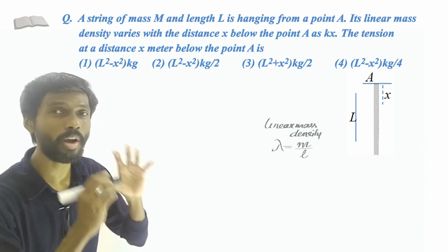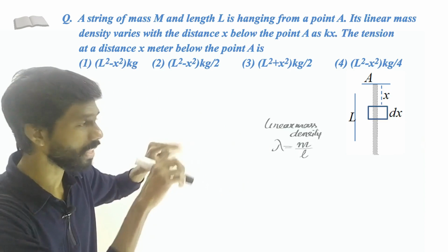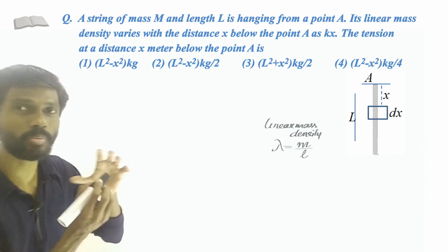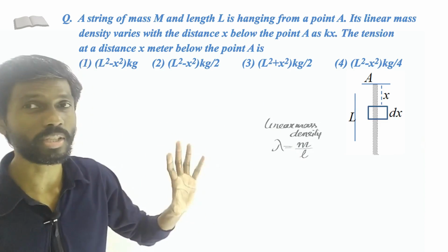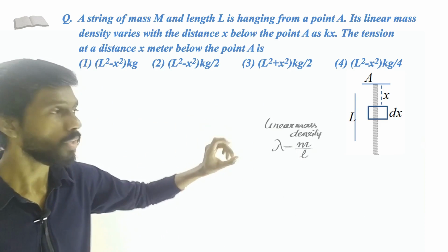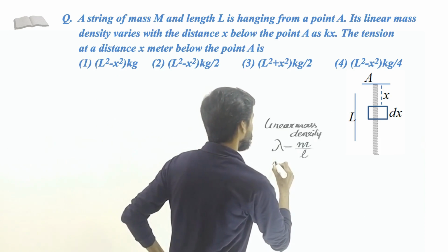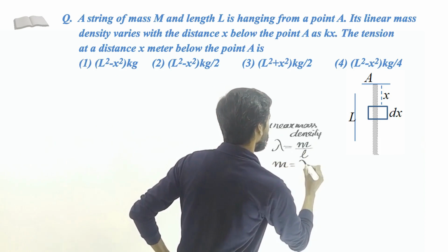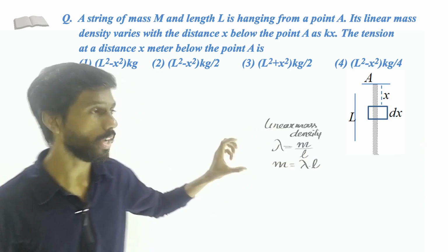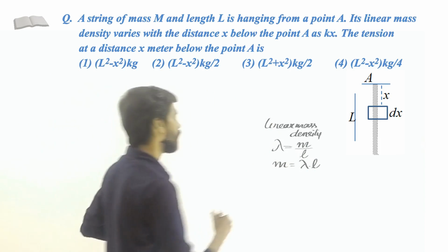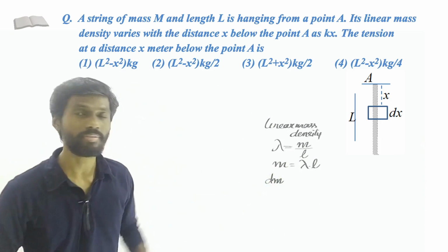You consider a small portion of this string, x meter below that, which has length only dx. Because dx is very small, in that portion we can consider the linear mass density to be constant. Now what is the mass of that portion? Generally the formula is mass equals lambda multiplied by L. For that small elemental portion, the mass is taken as dm.